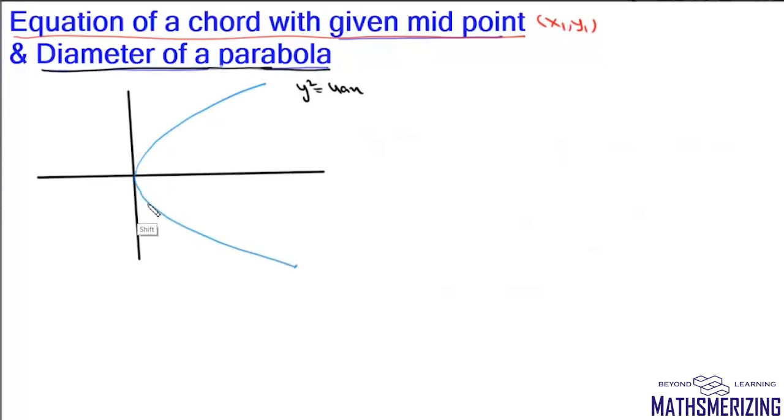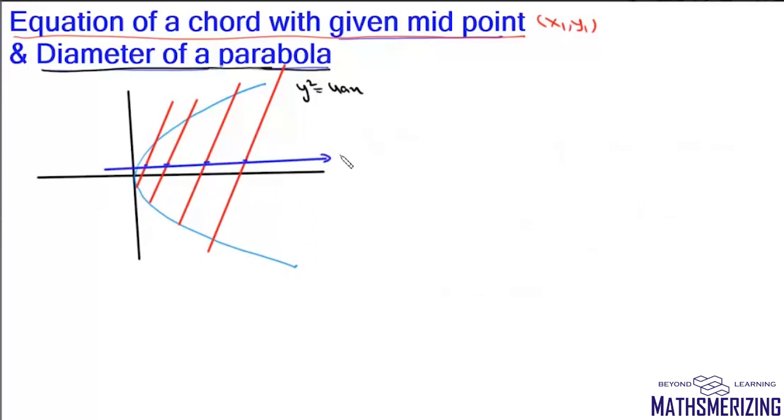Now if we take a system of parallel chords, and for each chord we find the midpoint, then the locus of the midpoints of these parallel chords is called the diameter of a parabola. So basically, the diameter of a parabola is the locus of the midpoints of a system of parallel chords.